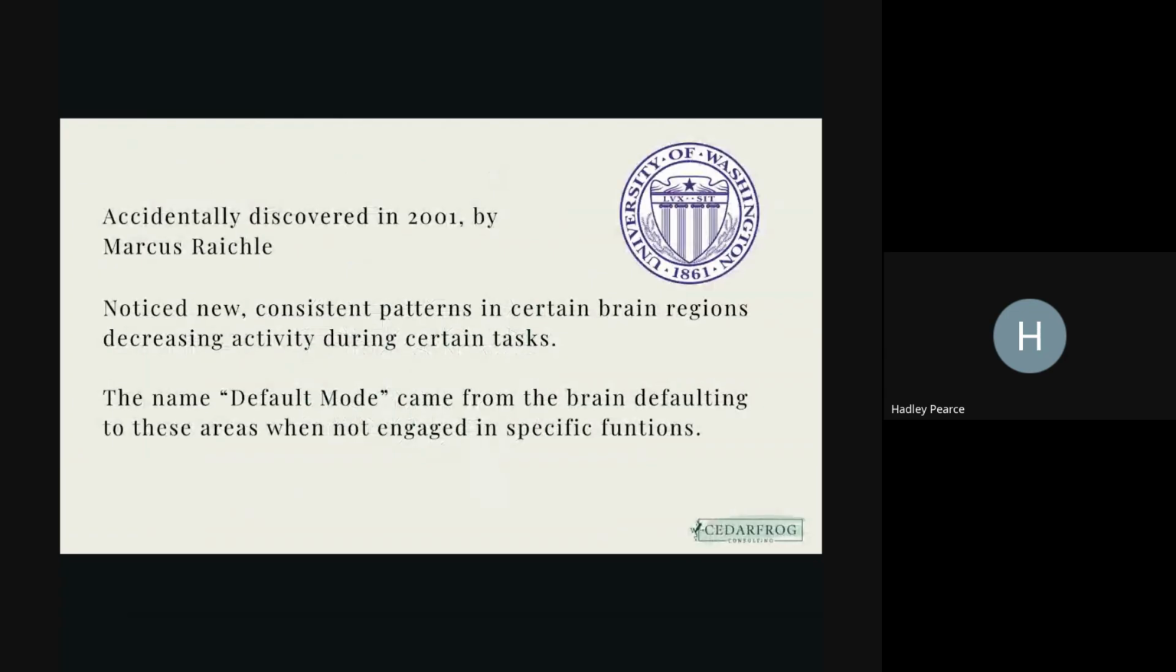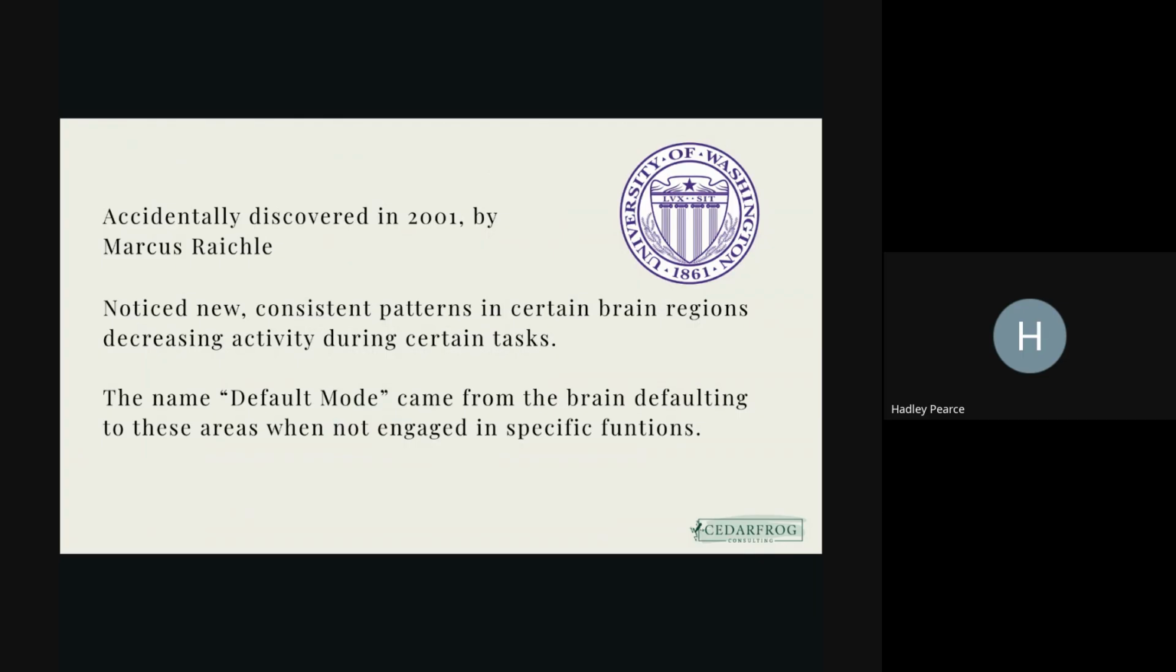It was accidentally discovered in 2001 by Dr. Marcus Raichle at the University of Washington. While his research was focused on brain metabolism during different cognitive functions, he noticed a consistent pattern of certain brain regions consistently decreasing activity during tasks. They termed this the default mode because it appeared to be when the brain was defaulting to these areas and not engaged in specific functions. This was a shift from studying what the brain does during tasks, so being active, to what it does during rest, challenging the old idea that the brain is inactive when not engaged.